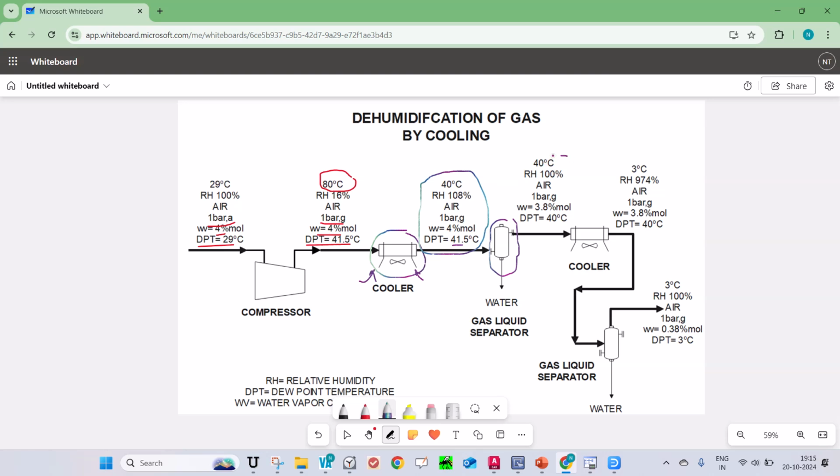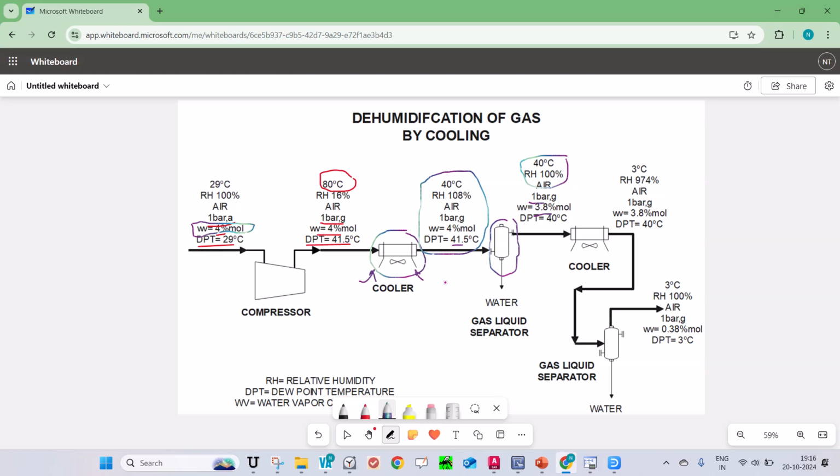Since the temperature is at 40 degrees C, the pressure is 1 bar gauge, and relative humidity is now 100%. Notice that my moisture has dropped. Moisture concentration has dropped to 3.8%. So we have dropped the moisture from 4% down to 3.8% just by increasing the pressure, because increasing pressure increases the dew point temperature.